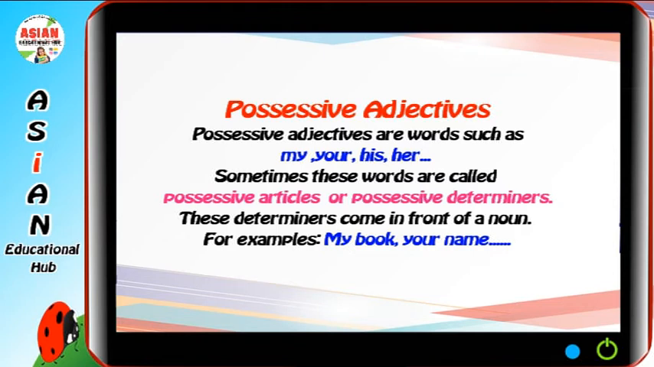So what are possessive adjectives? Possessive adjectives are words such as my, your, his, her. Sometimes these words are called possessive articles or possessive determiners. These determiners come in front of a noun, for example, my book, your name. Here my and your are possessive adjectives because they are modifying the noun.